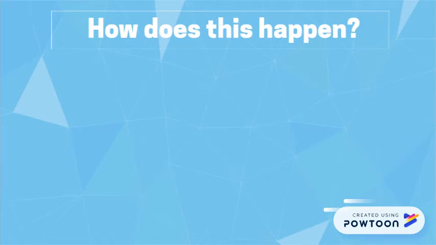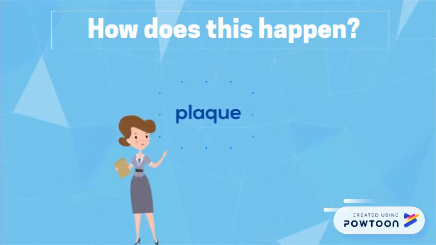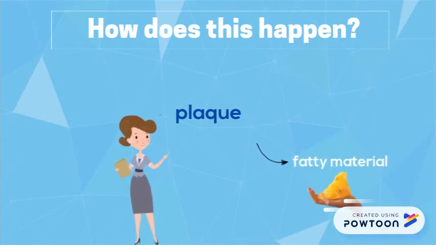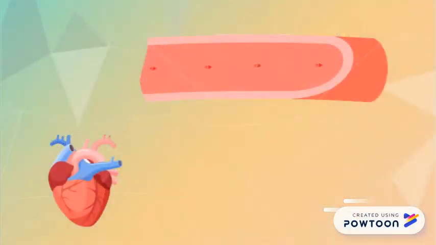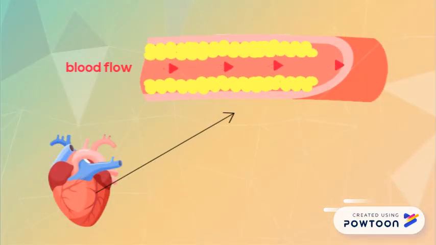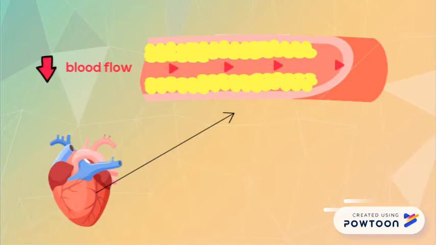Over many years, a substance called plaque builds up on the walls of your arteries without you even knowing. Plaque is made of fatty material and cholesterol and can build up anywhere in the body. It causes the space in your arteries for blood to flow through to become smaller. This makes it harder for blood to flow through and reduces the amount of blood going to the heart.